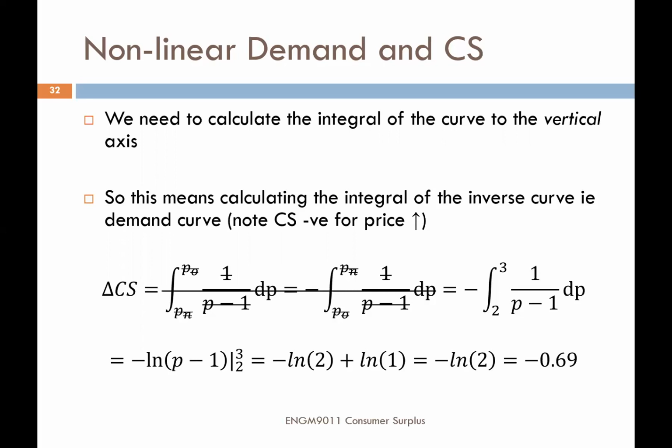Just say, okay, I know that the price is going up, therefore the consumer surplus has to be negative. I'll put a minus on the front. If the price is going down, then don't put a minus on the front. Okay? All right, so what is the integral of 1 over p minus 1?